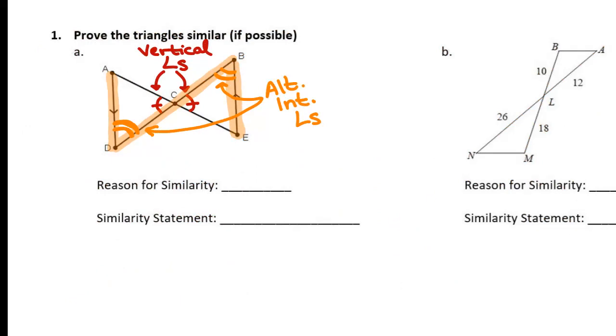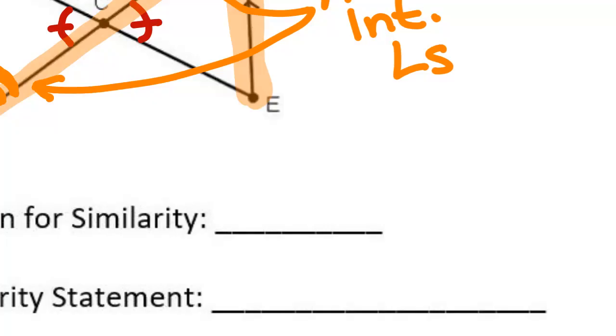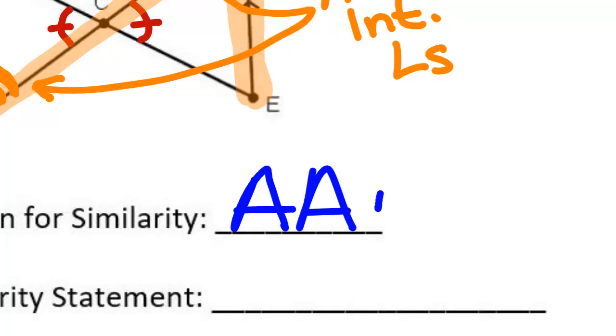You could have drawn the Z the other way. That would have been fine. But I only need this much because what have I shown on the picture so far? Two pairs of congruent angles. So are these two triangles similar? Yes, using which type of similarity? Angle-angle similarity, yes. So using angle-angle similarity, we can say that these two triangles are similar.